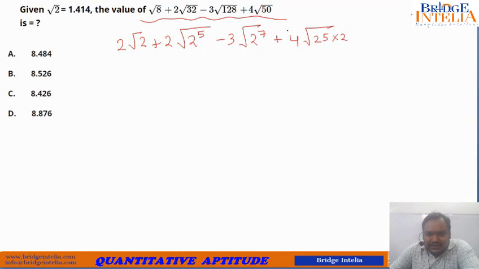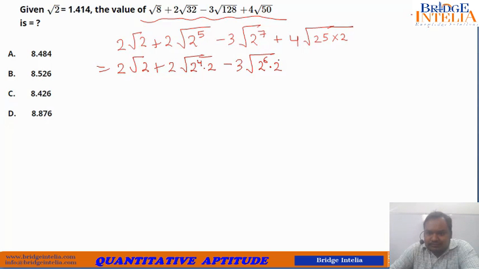Now you see, since you have been given the value of root 2, you try to use root 2 as much as possible and take all other numbers out. So what do I mean? This can be rewritten as 2 root 2 plus 2 into 2 to the power 4 into 2. Why did I do so? Because 2 to the power 5 cannot be taken as a square root, because this is not an even power. Similarly, this can be written as 2 to the power 6 into 2. And this you can write as it is.